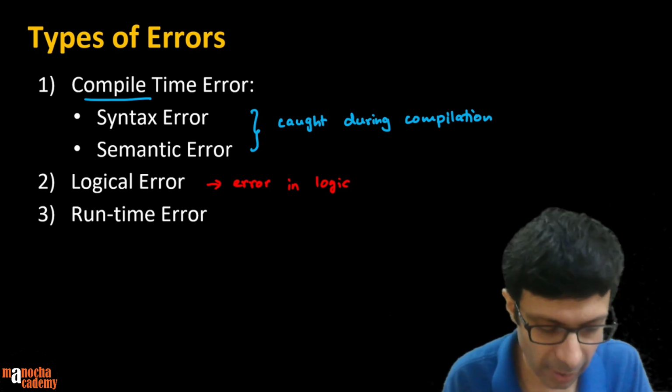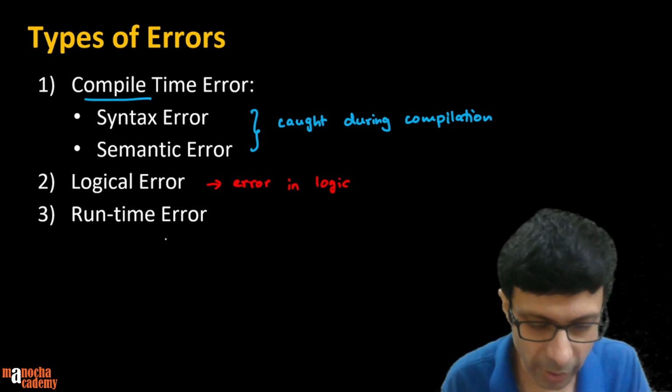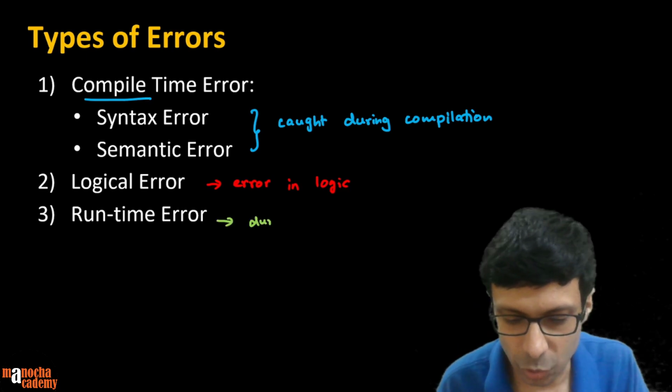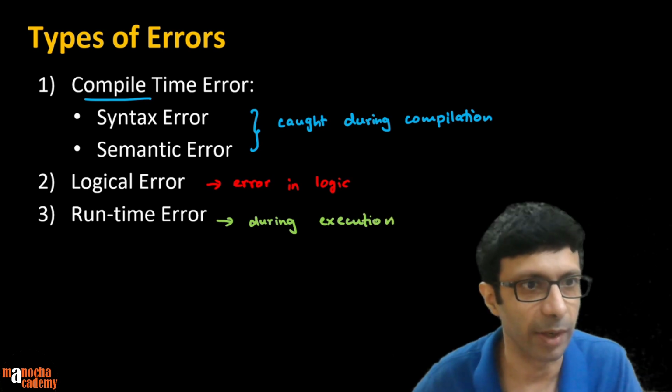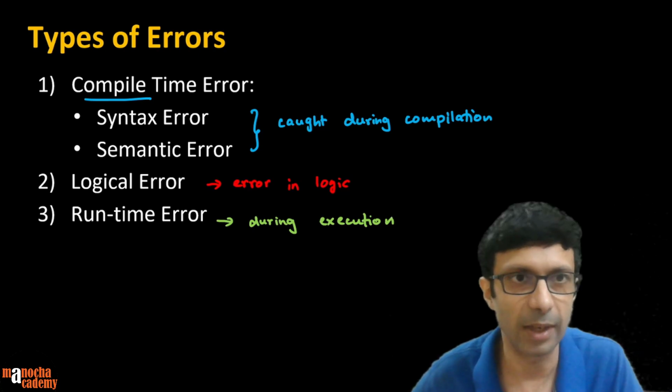And then of course there is the runtime error. These are caused during runtime. What is the meaning of runtime? It means during execution. The word runtime means when the program is executing. Yes, we are going to look at these examples.